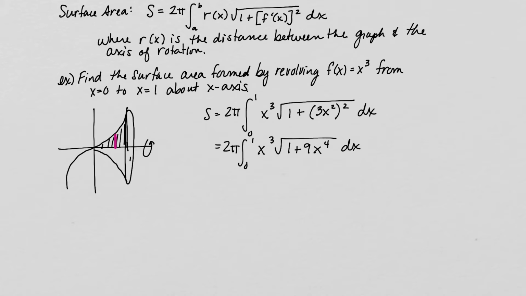And so I just have to integrate that. So how am I going to integrate that? Yeah, do a u substitution. So if we let u be equal to 1 plus 9x to the 4th, du is going to be 36x cubed dx. So I have the x cubed. I need a 36 inside here, which means I need a 36 outside here.